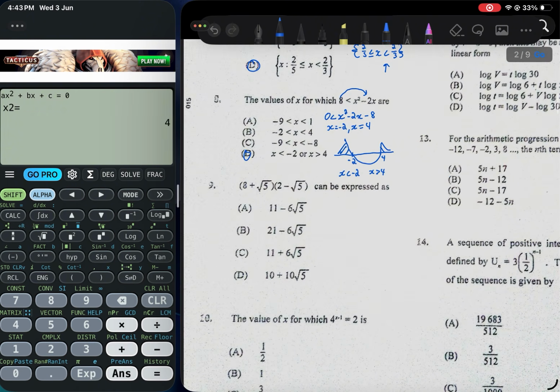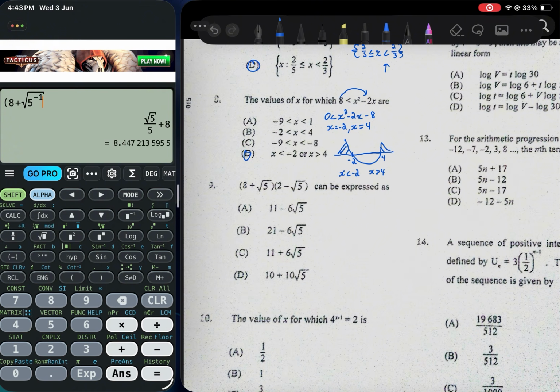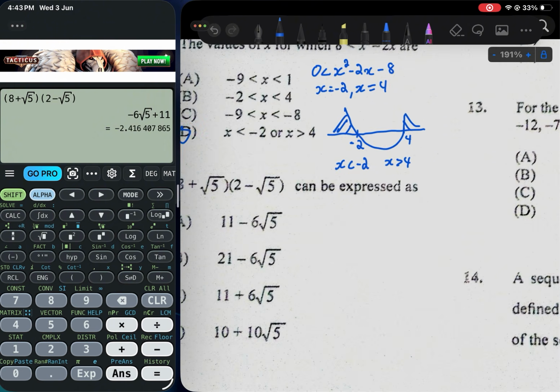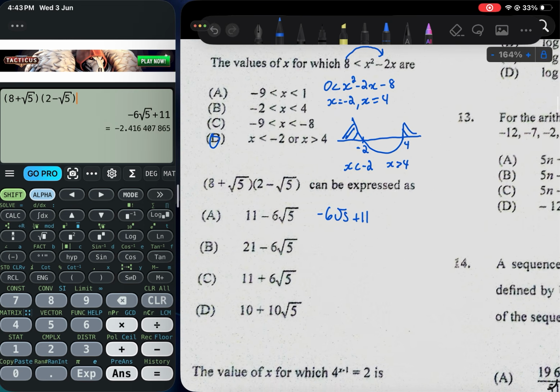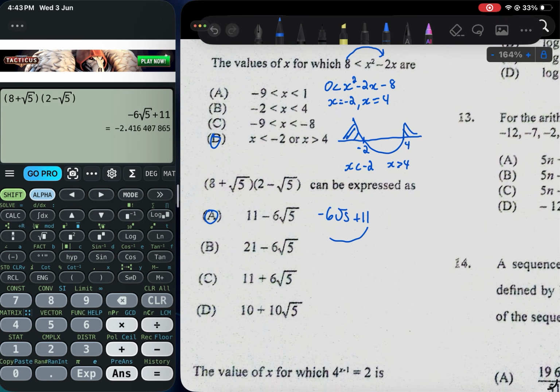For this one, we're just able to use your calculators. So go back to mode 1, which should be on your calculator, and manually enter the question. And we get -6 root 5 plus 11, and the answer would be B. They just switched the position of the 11.